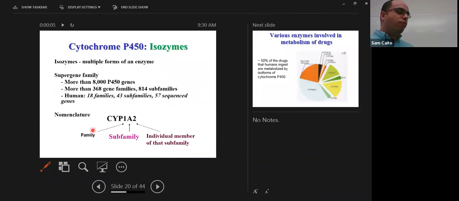When we look at cytochrome P450s, we usually say CYP as the abbreviation, then the family is given as a number, the subfamily is given a letter, and then the individual member of that subfamily, so the individual identity of that enzyme, is given another number. So CYP1A2, in this example, is the second individual member of the A subfamily of family 1.